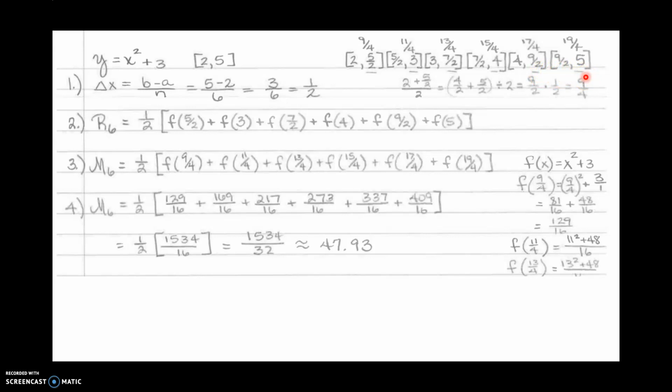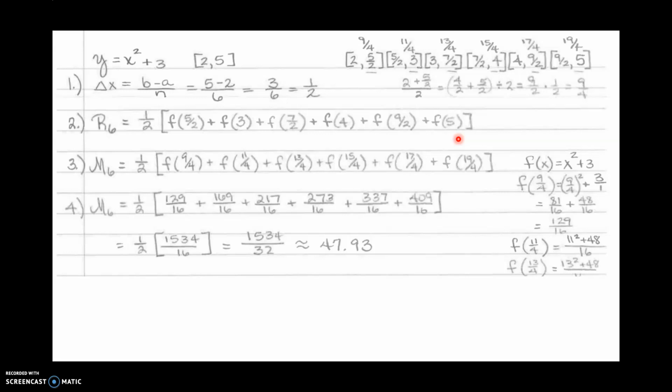So then for number 2, it says, what is the setup for R6? Remember, R6 is a Riemann sum with 6 rectangles using the right-hand endpoints to set the height. So here are my right-hand endpoints, 5 halves, 3, 7 halves, 4, 9 halves, 5. For the Riemann sum, out in front, I'm going to have my change in x, and then it's going to be f of that first right-hand value all the way down to f of that last right-hand value. You'll notice the 2 doesn't get used because it was only a left-hand value. If instead this had been L6, then we would have just been using the values on the left instead of the values on the right.